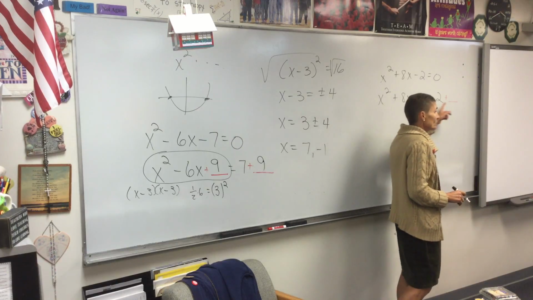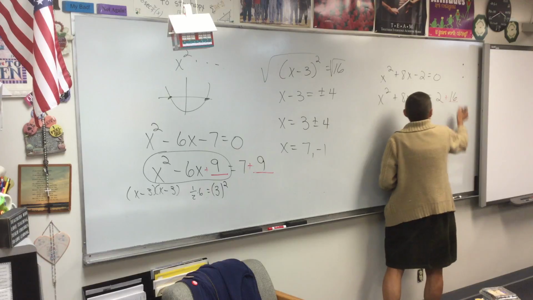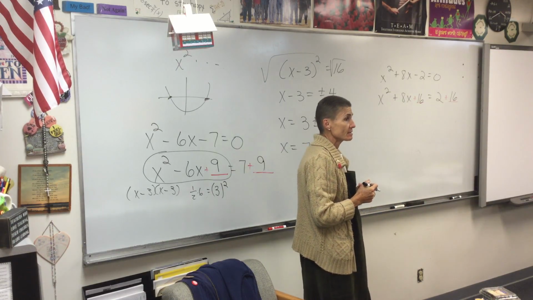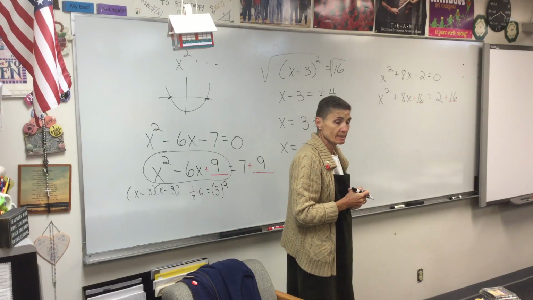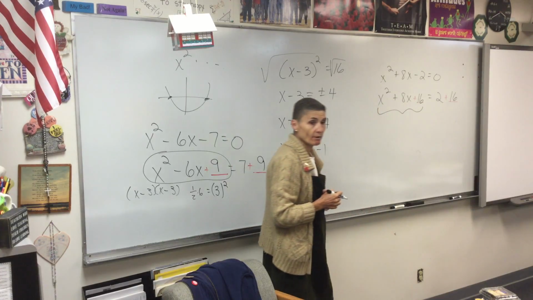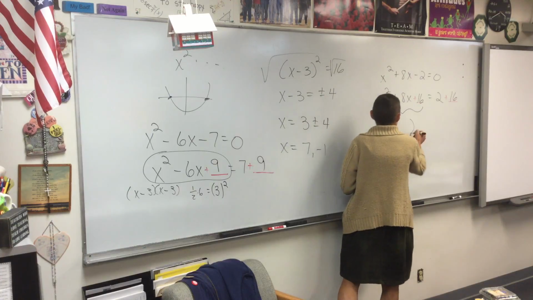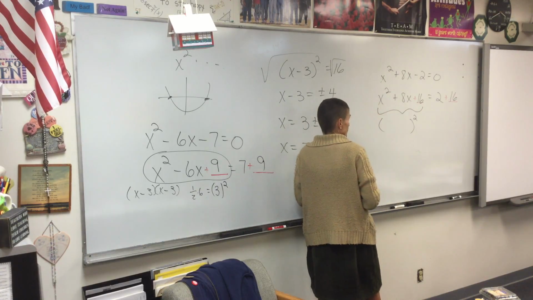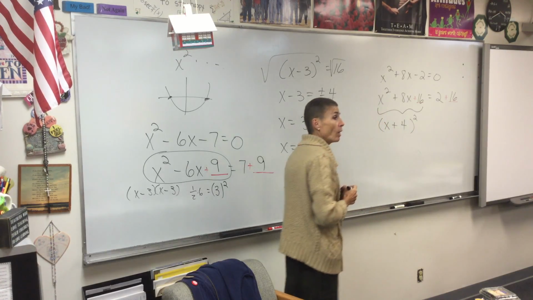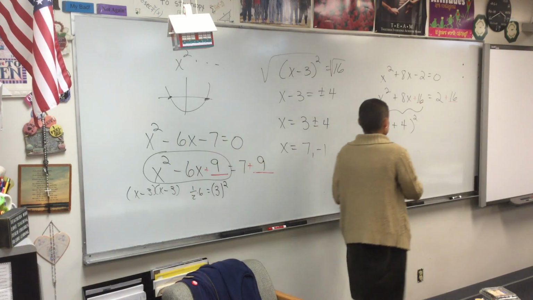What did you add to both sides? 16. Beautiful. And how did we get 16? Half of 8 is 4 squared is 16. Now, this should be a perfect square. Camry, is this a perfect square? Yes. What square is it? X plus 4. The quantity x plus 4 squared equals 18.